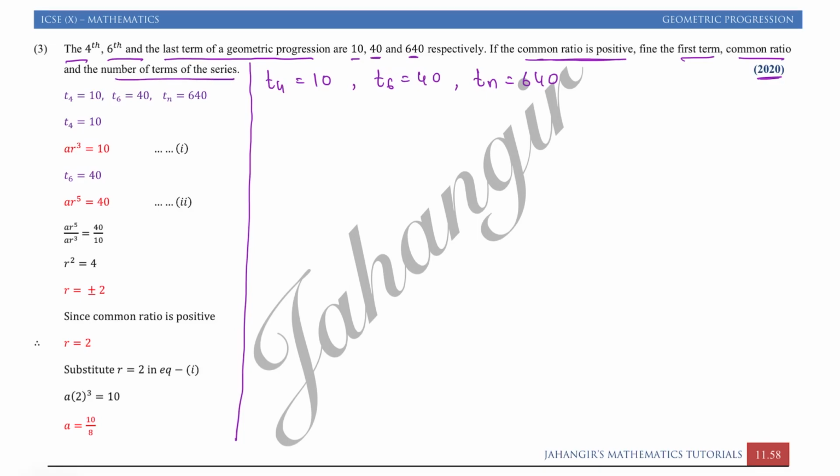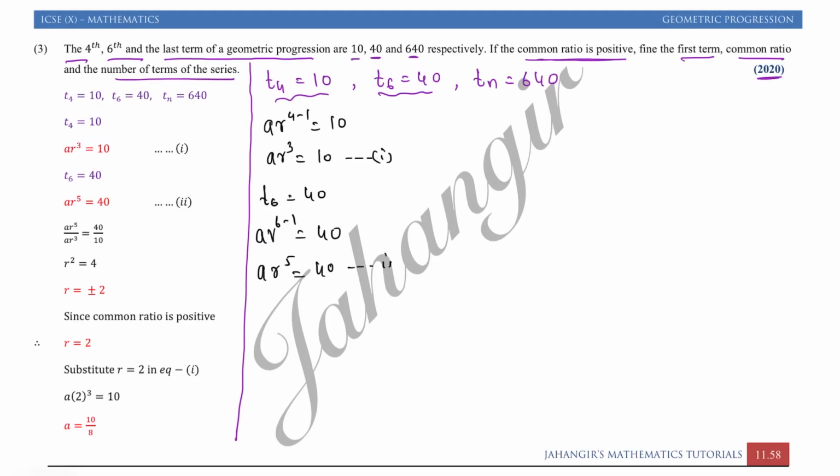So with the first two pieces of information, that is fourth term and sixth term, we can easily find the first term and common ratio. So here T4 we can write as a into r raised to 4 minus 1 equal to 10. So a r cube is equal to 10. This is my first equation. Now for T6 we will write T6 is equal to 40. So a into r raised to 6 minus 1 is equal to 40. So a r raised to 5 equal to 40. This is my second equation.